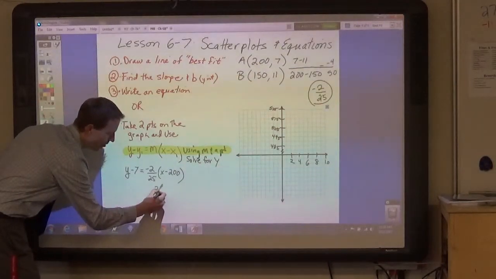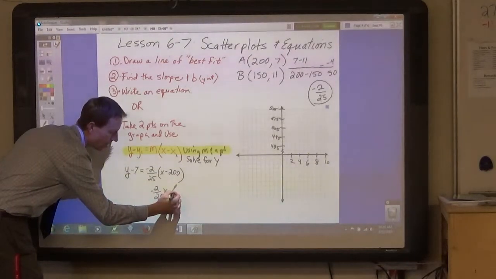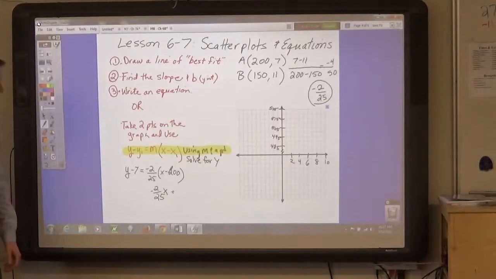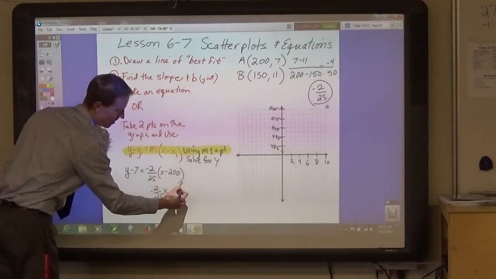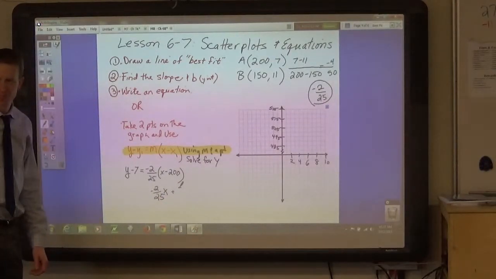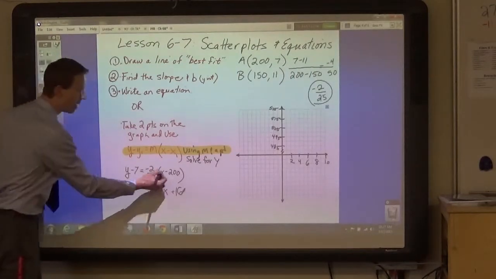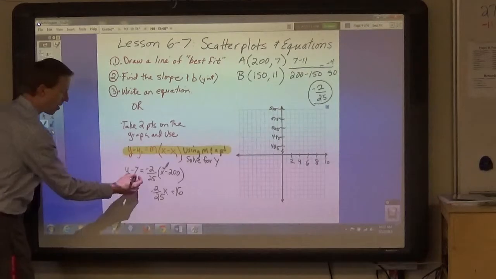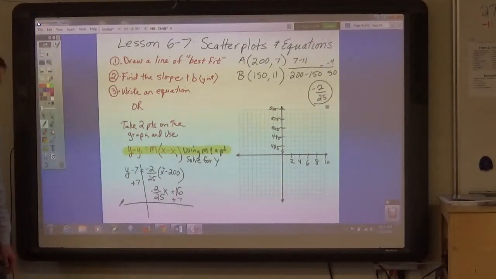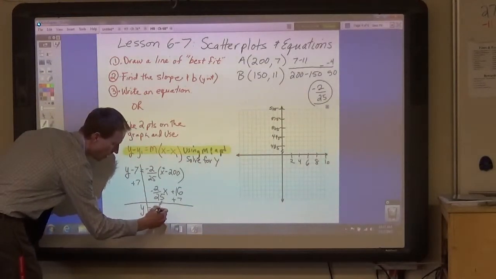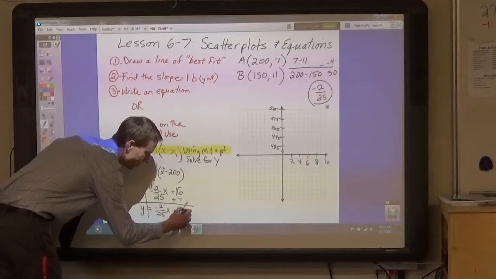So negative 2/25 x, and this will be plus because it's negative negative, 400 over 25, which is 16. Now, on this side, add 7. And we have our equation: y equals negative 2/25 x plus 23.